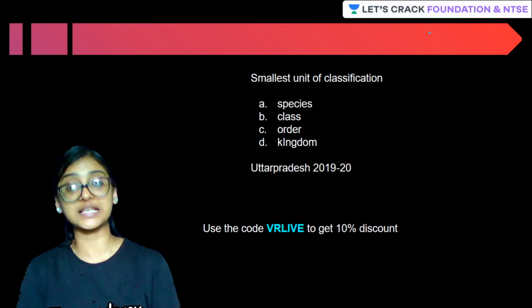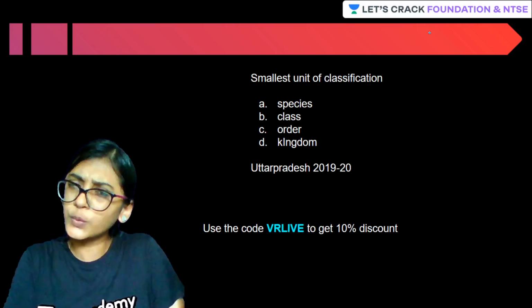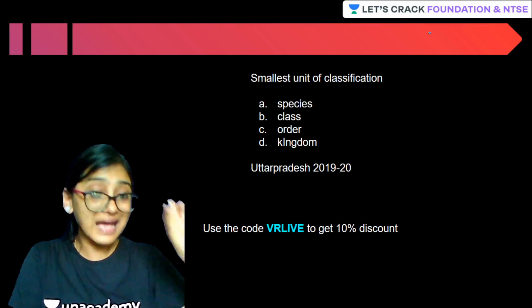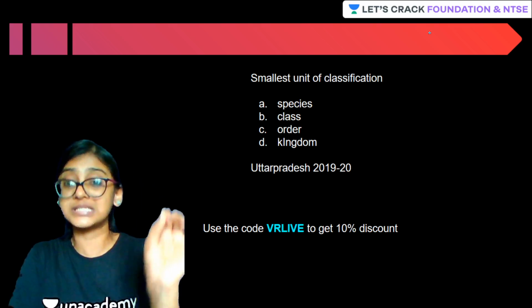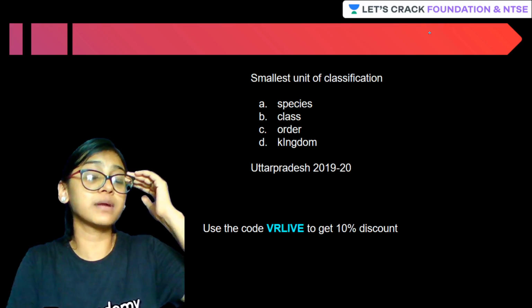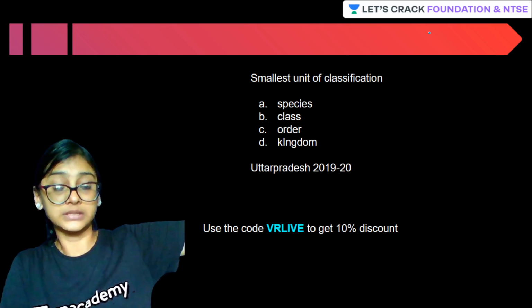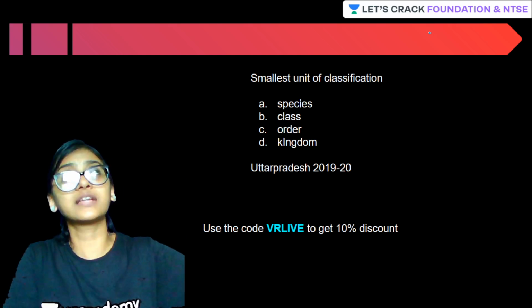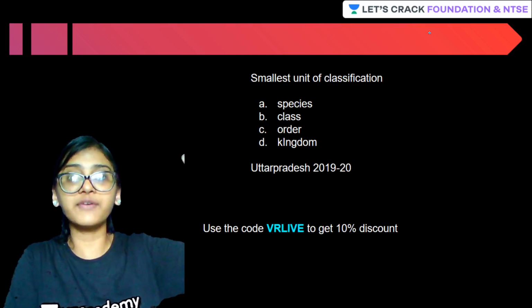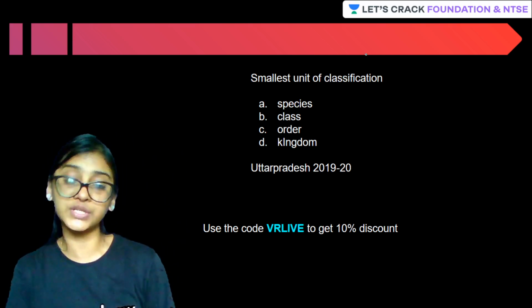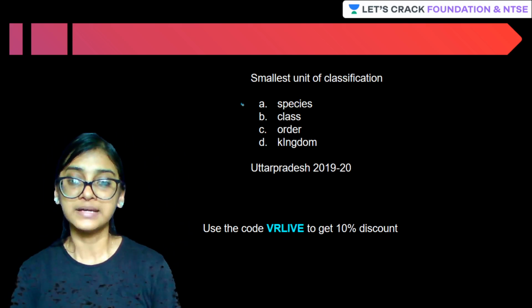Smallest unit of classification. You can answer quickly in the comment section. Is it species, class, order, or kingdom? Students, you have to remember that the classification hierarchy always starts from kingdom. It's kingdom, phylum, class, order, family, genus, species. So species is the smallest unit of classification.